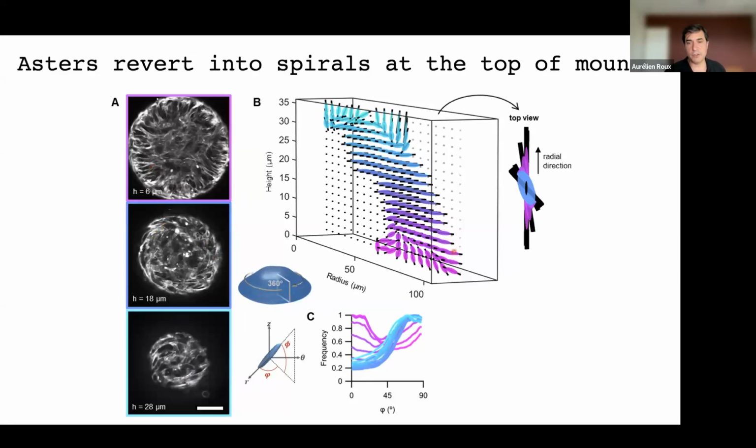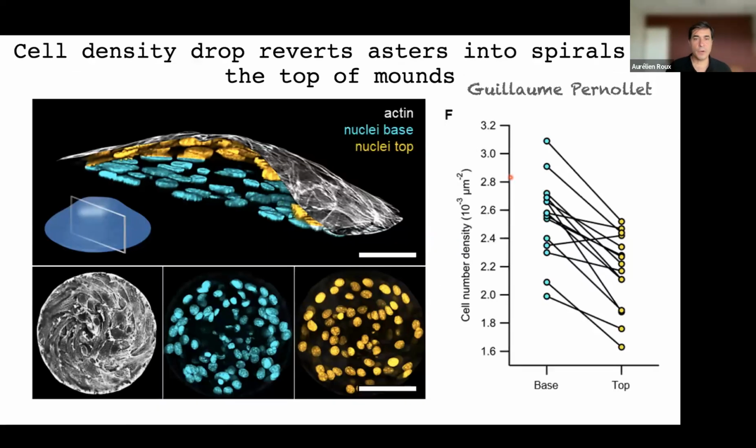This is probably also visible in this. This is the 3D vector field of order in many mounts, averaged over many mounts. And if you see the average vector at the right, at the bottom, the purple one is aligned with the radial direction, whereas at the top it's the blue one, and you see that there's an angle corresponding to a spiral.